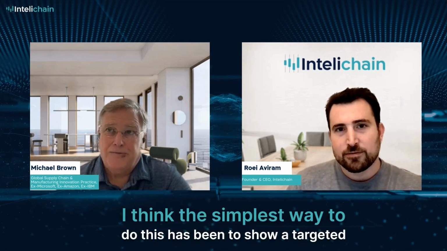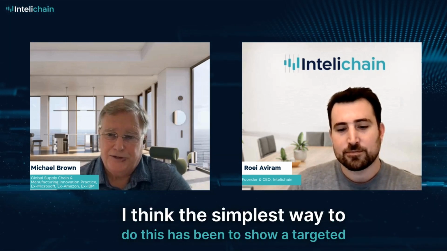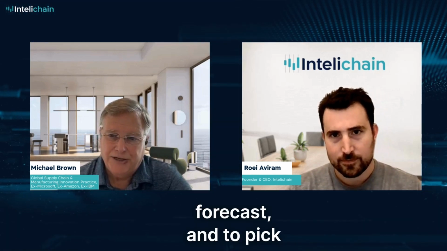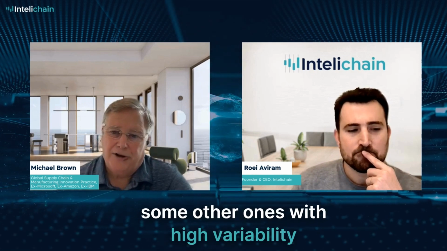Yeah, I think the simplest way to do this has been to show a targeted area like forecast accuracy for an operational statistical forecast, and to pick a subset of SKUs. With that subset, demonstrate some A items that are most important, those are your cash cows, some new products that you might have profiles from other areas, and some other ones with high variability, and be able to test and compare those.